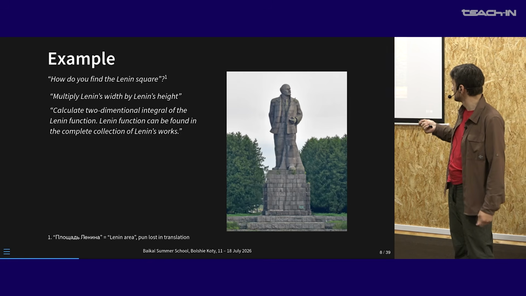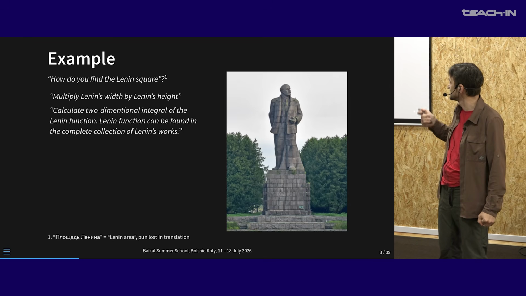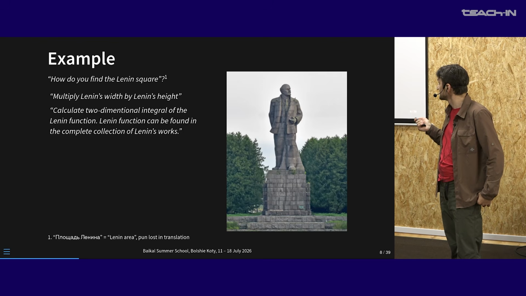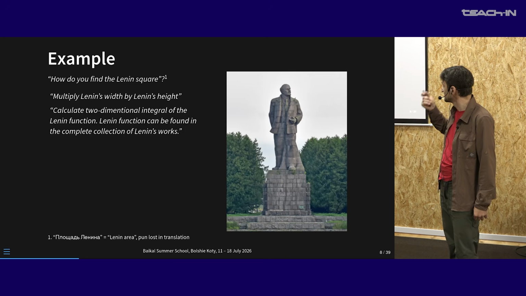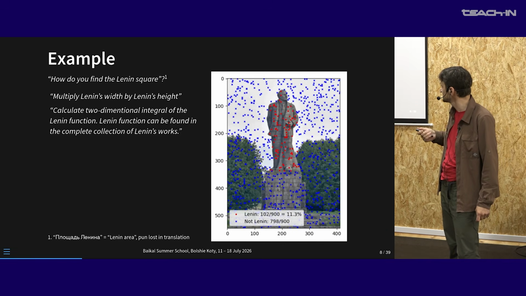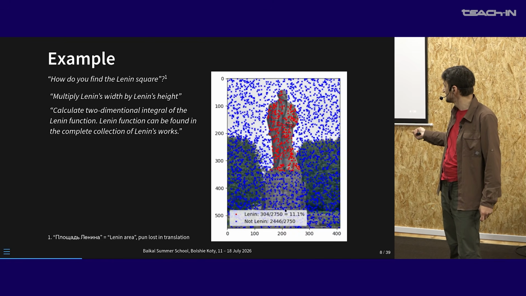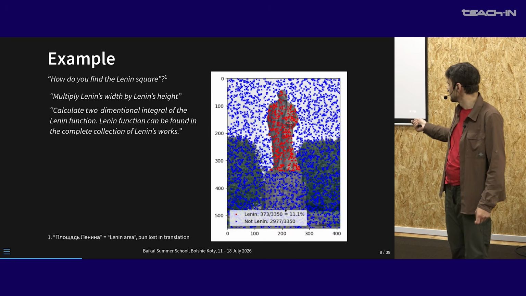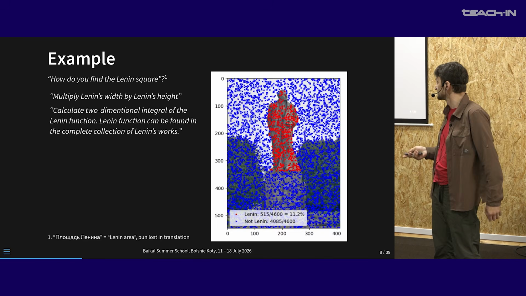So here is Lenin, one of the biggest statues. It's located in Dubna. And we can define the Lenin function to be 0 if the point is outside Lenin, and 1 if it's inside. And the Monte Carlo method looks something like this. So you can estimate the Lenin area as a fraction of the total simulation area. And with this method, you see, the more samples we get, the better our precision becomes.